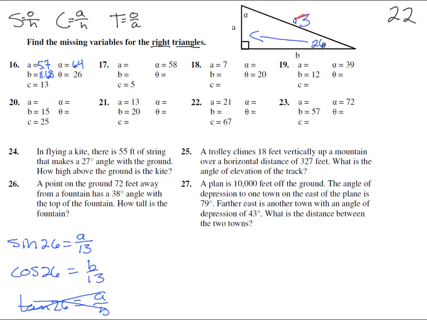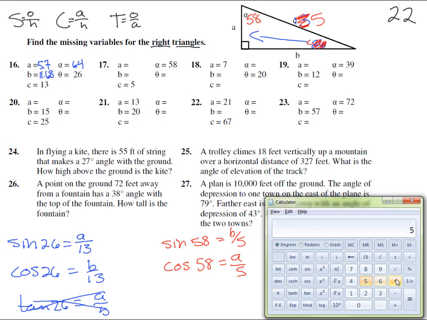Okay, let's try number 17. It's got C is not 13, it's 5, and it says alpha is 58. So everything here in red. So let's write those down. We have sine of 58 would be its opposite, which is B over 5. Hey, we can solve that guy. Cosine of 58 is going to equal A over 5. And then tangent is going to be B over A, which won't give us an equation we can solve. So let's stick these into the calculator.